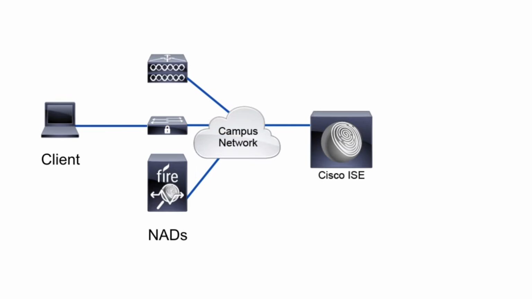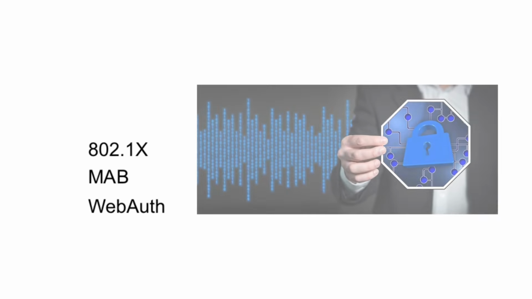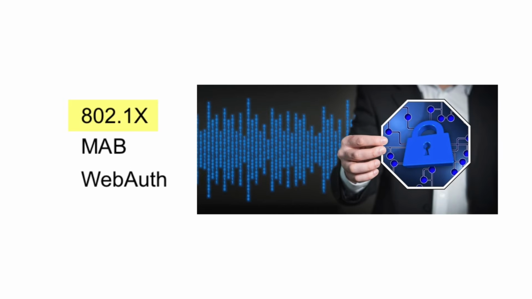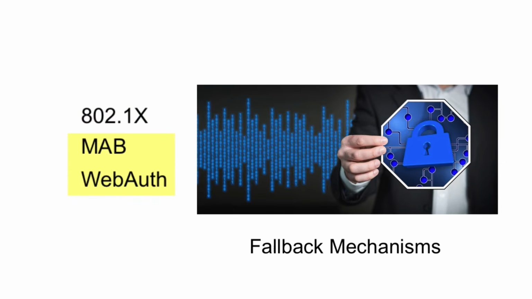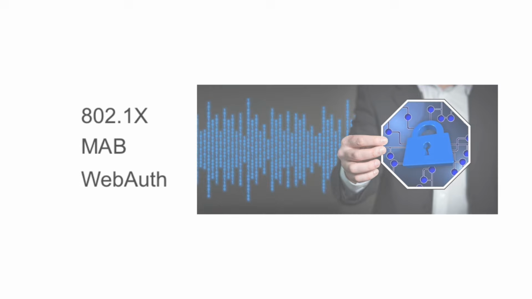There are three mechanisms that can be used when clients connect to the network: IEEE 802.1X, MAC Authentication Bypass, or MAB, and Web Authentication, or WebAuth. 802.1X is the strongest method and should be used. However, administrators can configure MAB and WebAuth as fallback mechanisms if the type of client to be connected is unknown. For example, a device can be configured so that if 802.1X authentication times out, MAB can be used to authenticate. If MAB authentication fails, then WebAuth can be used. Let's take a closer look at each mechanism.